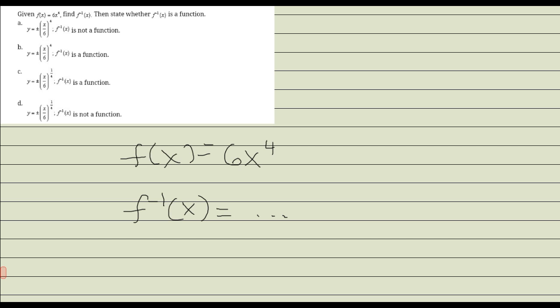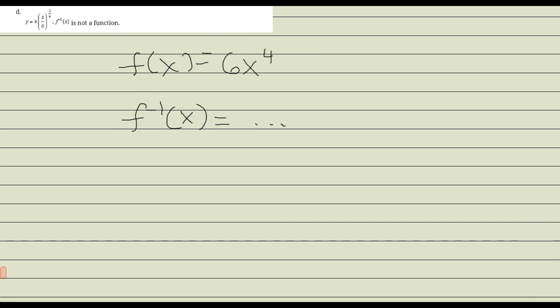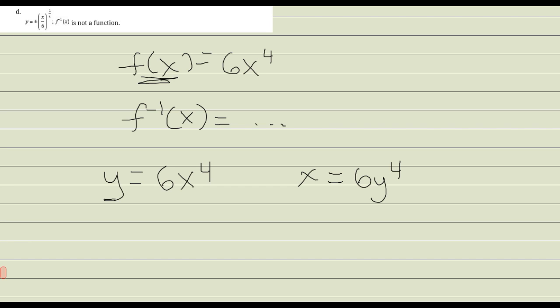So what I'm going to do is I'm going to change it into y equals 6x to the 4th. I'm just replacing it, and again, there's really no reason behind it other than just me making it easier on myself. And then x equals 6y to the 4th. So what I do at this point is I just start solving again, trying to get y alone.